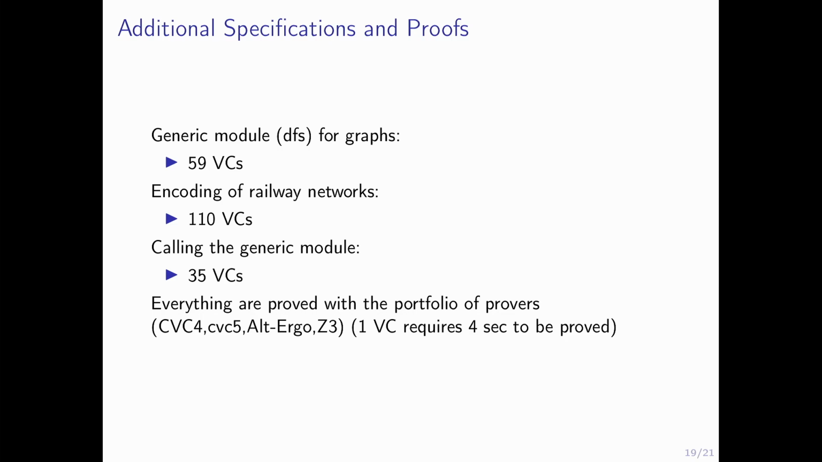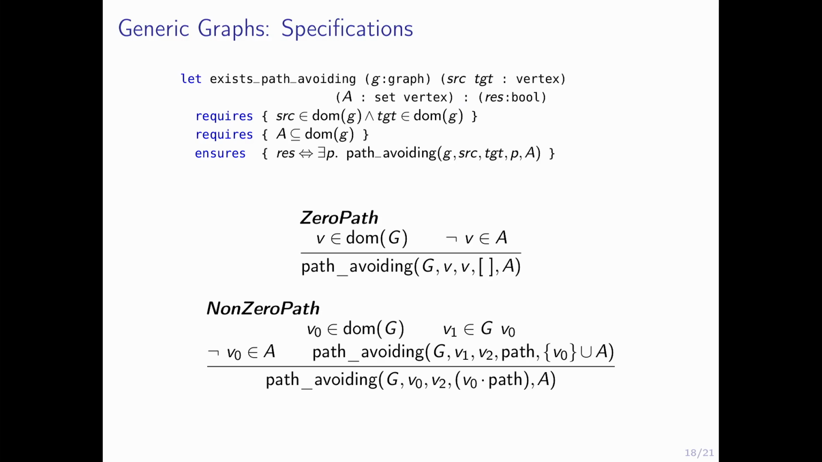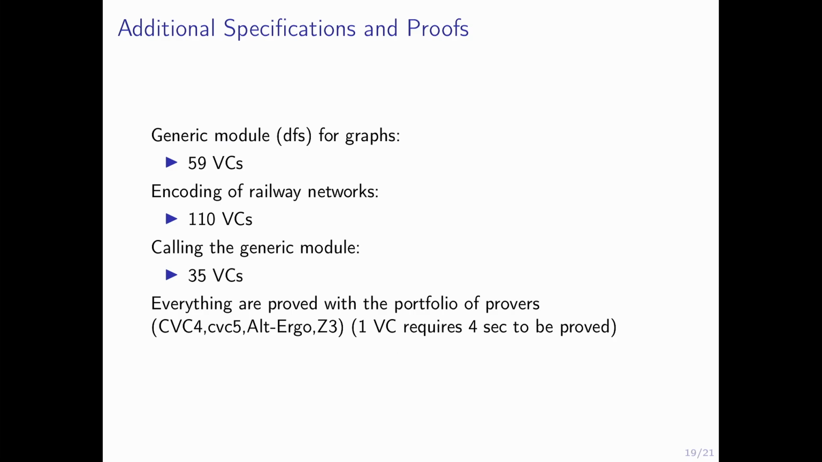And to be able to call our generic model of exist path avoiding, we need to make sure there was some requirement. We need to make sure the requirements are correct. And in order to do that, we needed 35 VC. Everything was proven with the four classic provers, but it was a bit more difficult for the prover than the other module, since some VC needed up to 4 seconds to be proven, which is quite a lot in this kind of thing.